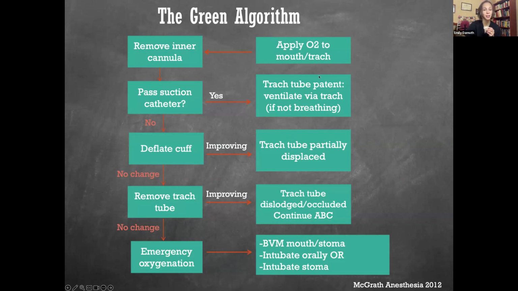Now you're on the right side of this algorithm and they're doing better. If not, after you pass that suction catheter, the next step is to deflate the cuff. And that doesn't seem right, right? So we just talked about the fact that the only trach tube you can use to ventilate a patient with respiratory failure is a cuffed trach tube. So why would I want to take air out of this cuff?